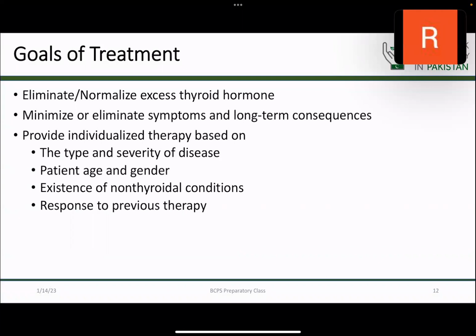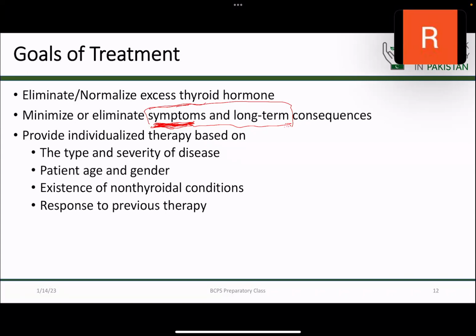So what are the goals of treatment in these patients? First thing, we have to eliminate or normalize excess thyroid hormone. Then minimize or eliminate symptoms and long-term consequences. So we will see that some of the medications which we use in thyroid disorders are not actually eliminating or normalizing thyroid hormone, but are prescribed to counter the symptoms and long-term consequences of the disease. So keep in mind that in thyroid disease, we are not only taking medicines to normalize thyroid hormone, but also to counter the symptoms.